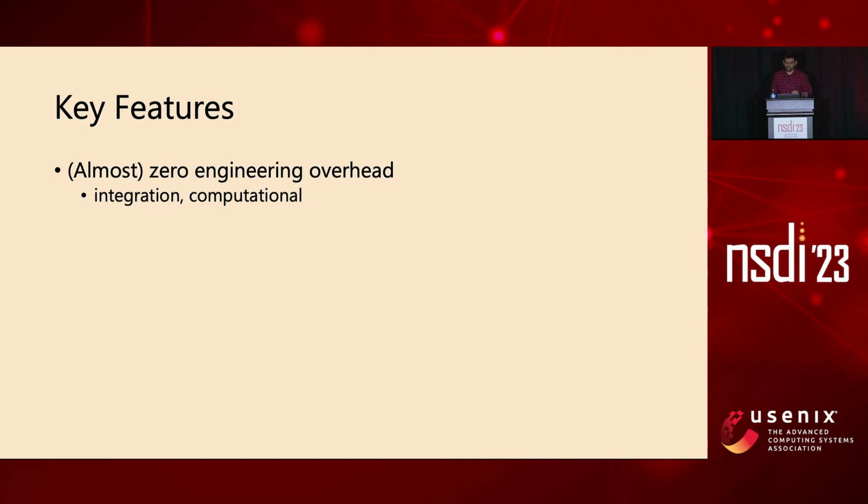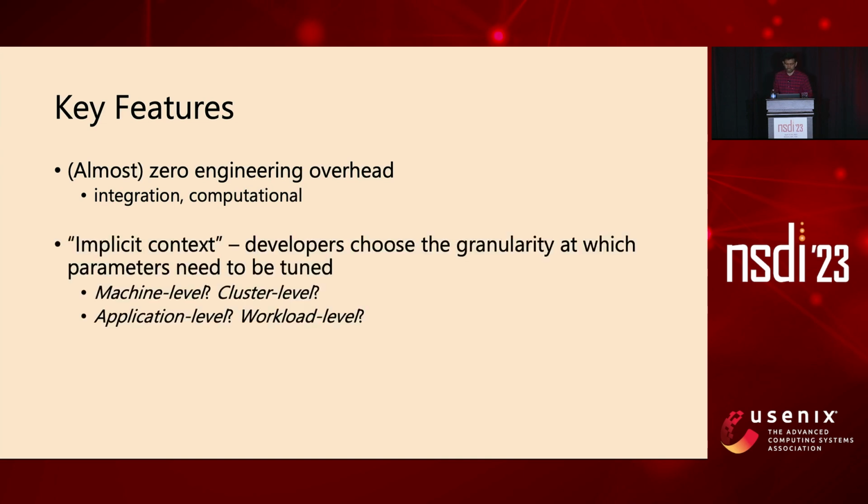Here are some of the key features of SelfTune. First, it introduces almost zero engineering overhead. And when I say engineering, I mean both in terms of the integration effort and in terms of the computational overhead, due to the lightweight algorithm that it uses. It operates on the idea of implicit context, where a user can choose the granularity at which they want their parameters to be tuned. That is, whether you want one parameter per machine, or one for every cluster, or whether you want application-level or workload-level tuning. The other is that the underlying algorithm, which I'll talk about later, makes minimal assumptions about the structure of the learning task.